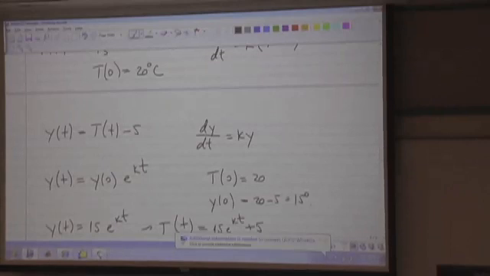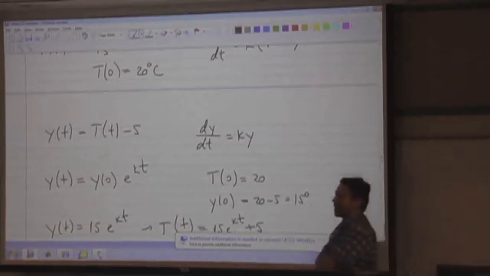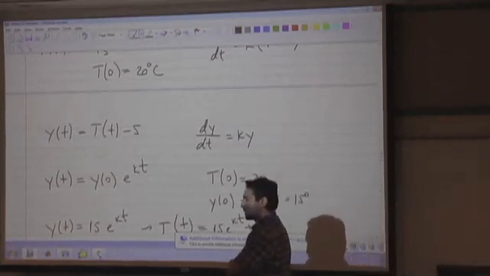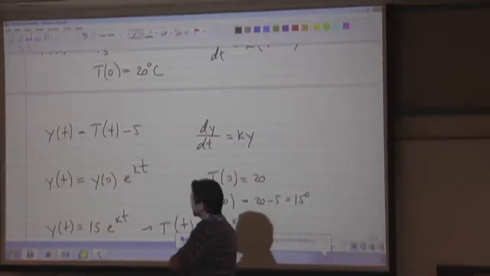Right? Is this making sense? Really? Which part is confusing? I don't understand how you get y of t equals T of t minus 5.